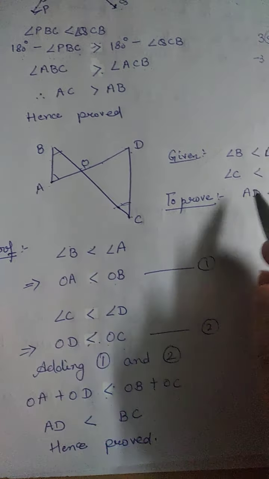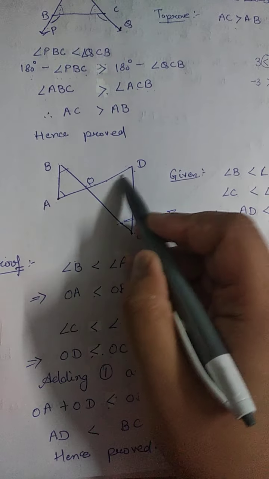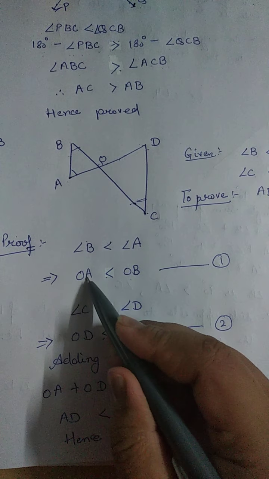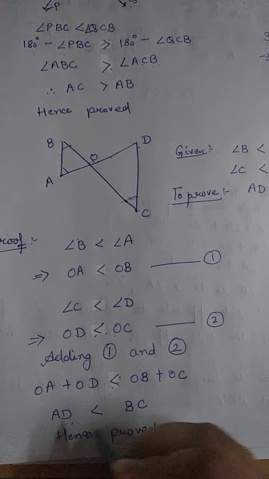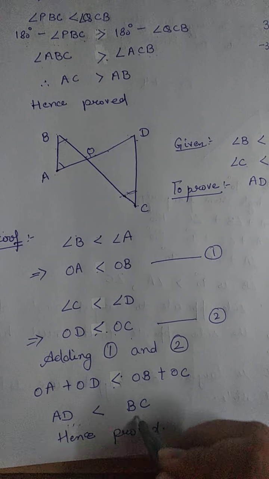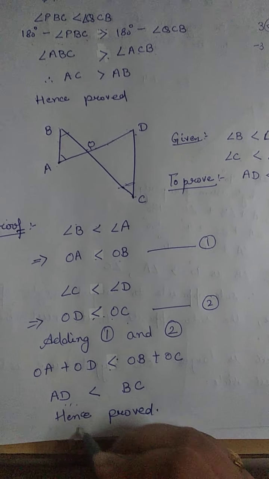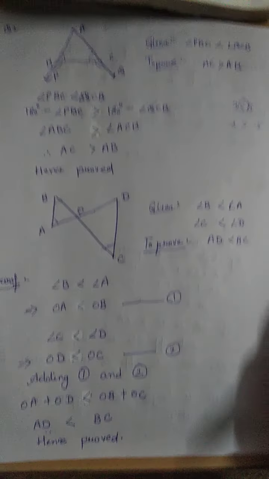Now we want to prove that AD is less than BC. AD is less than BC. So let's add OA plus OD, it will give you AD, and OB plus OC, it will give you BC. So AD is less than BC, hence proved. So with this our question number 3 is also finished.